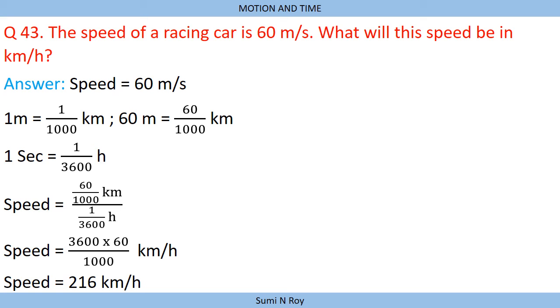Now speed is equal to, we know, distance by time. So here we can see the distance is 60 by 1000 kilometer. We have kept the value. The time is 1 by 3600 hour that we have. Then after mathematical calculation, the answer will be 216 kilometer per hour.